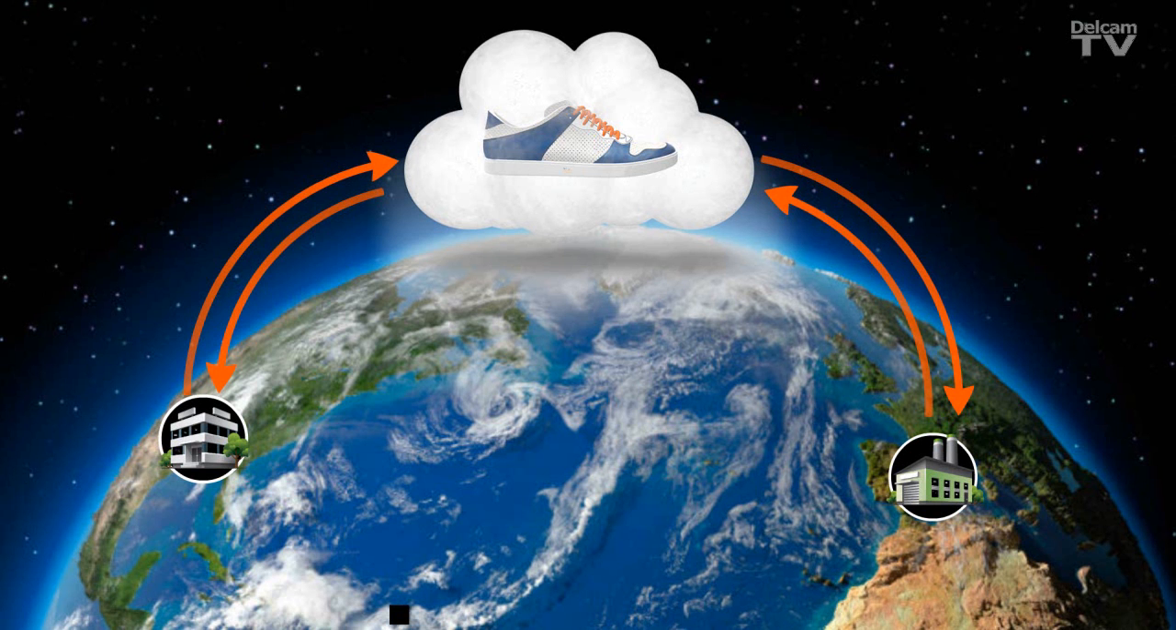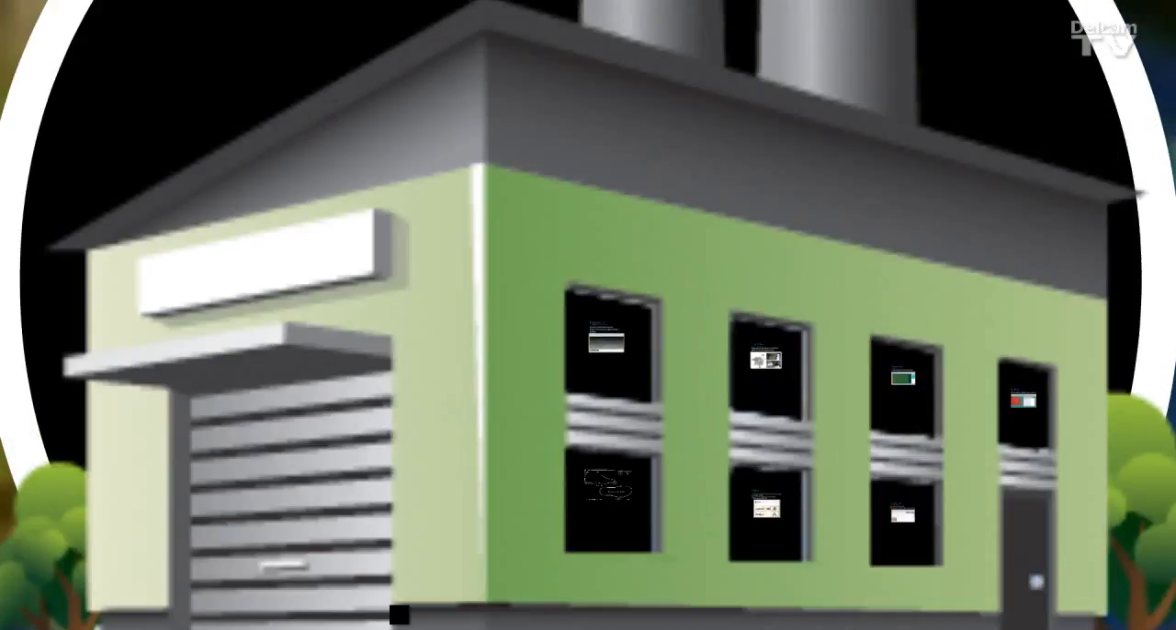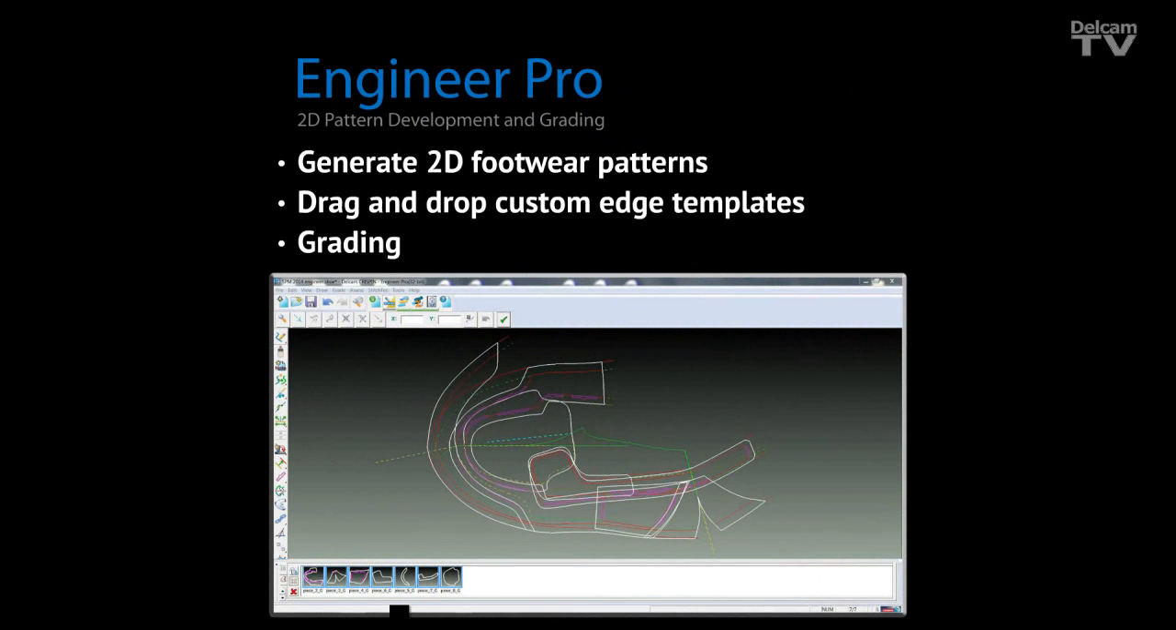Okay, so once we've got that .shoe file, we can save it into the cloud, where it can then be opened up into the factory, and we can use Engineer Pro to generate 2D footwear patterns. We can also use drag and drop capabilities to apply custom edge templates, as well as grade our patterns. So I'm just going to open up Engineer Pro, and give you a quick demonstration on how Engineer Pro works and what it's like to use.